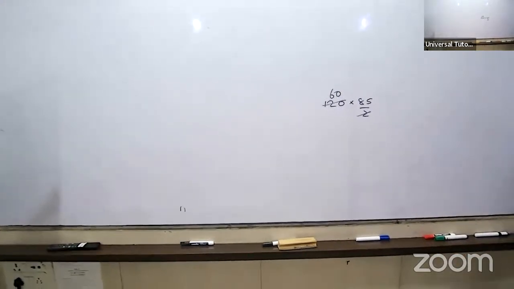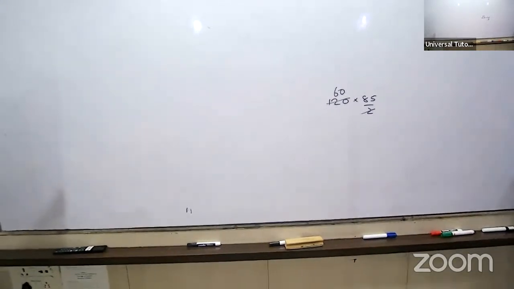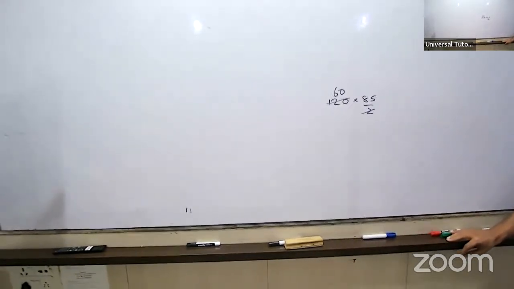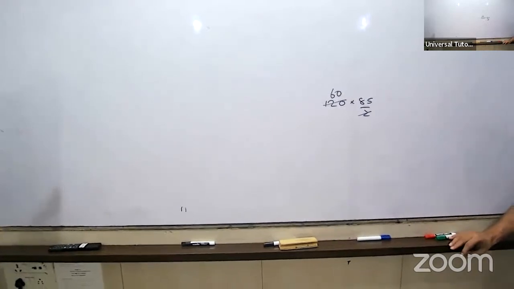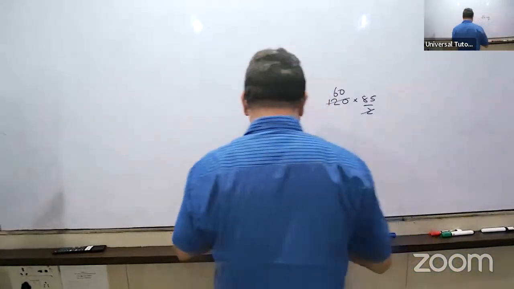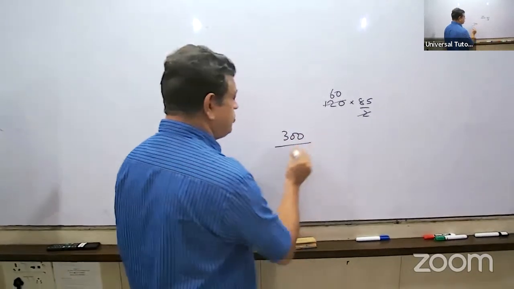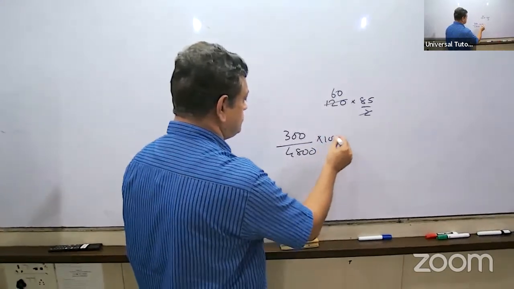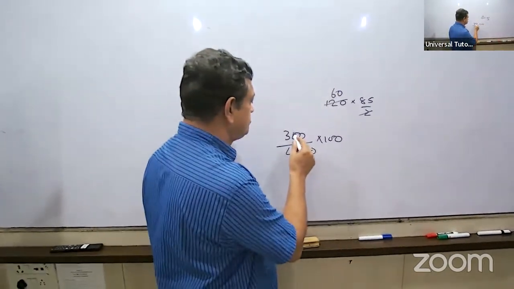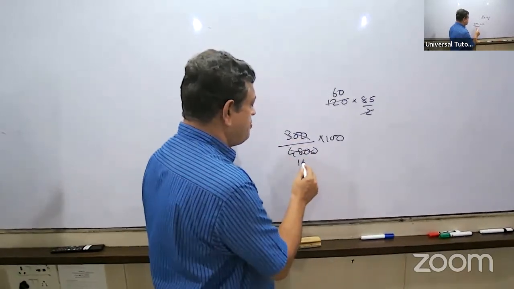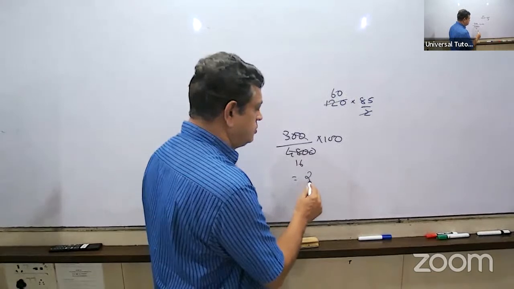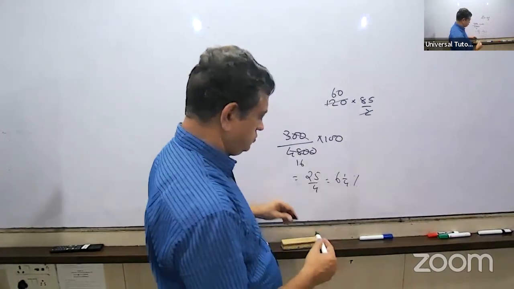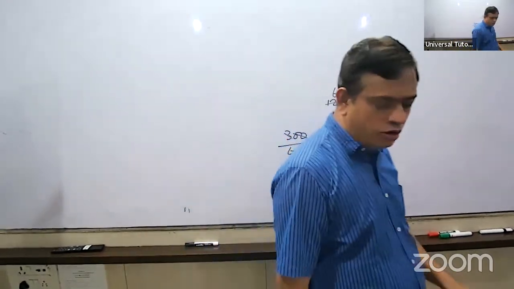That is not enough. Profit percent. This is normal, what we have done in selling price and cost price. Profit percent is profit upon sum invested into 100. That is equal to 300 upon 4,800 into 100. Cancel. 100 by 16, that is 6.25.